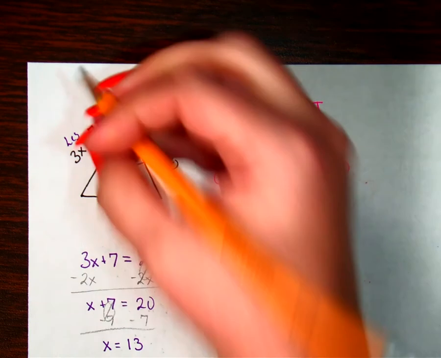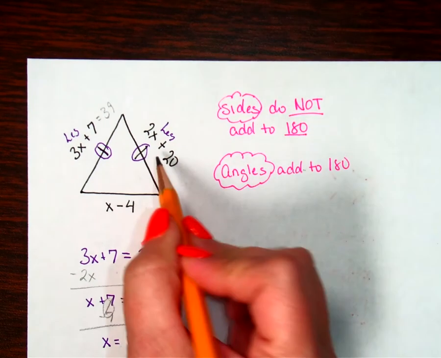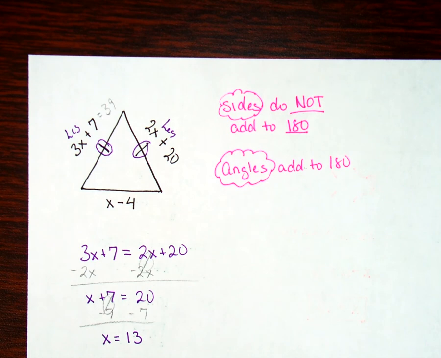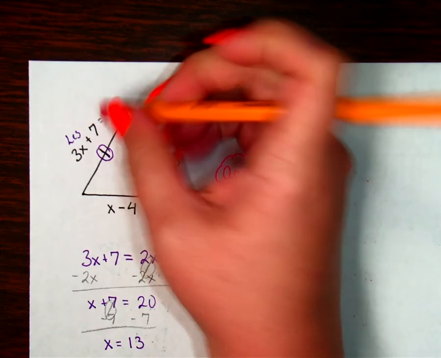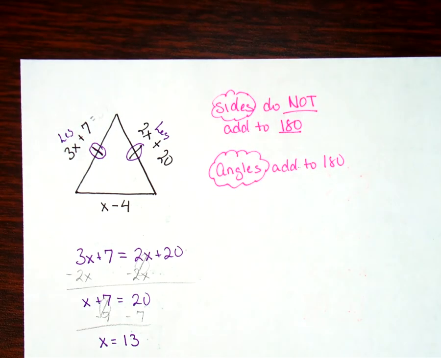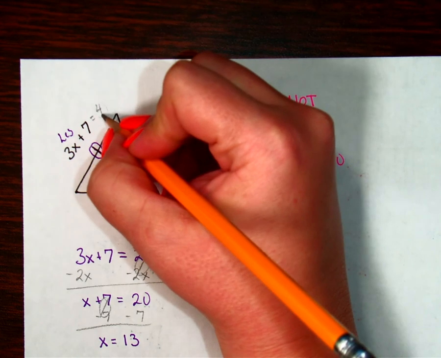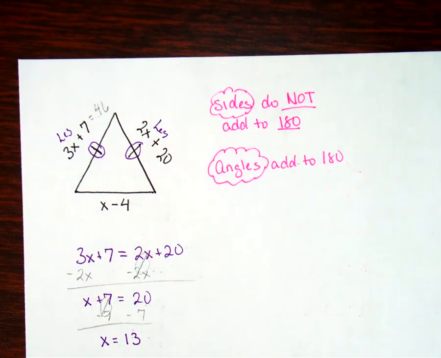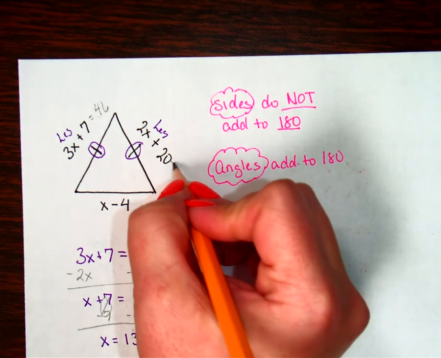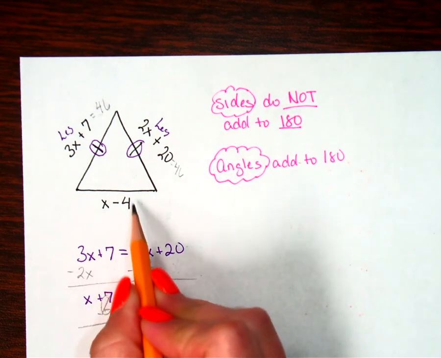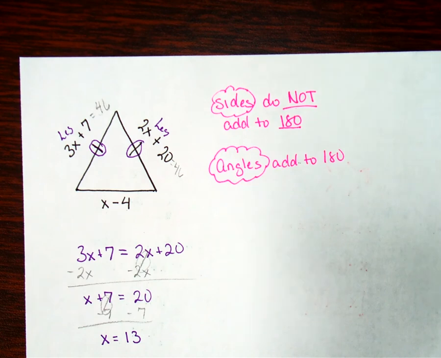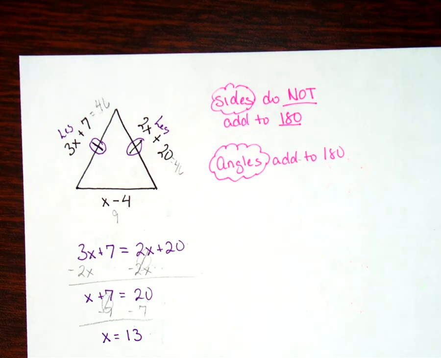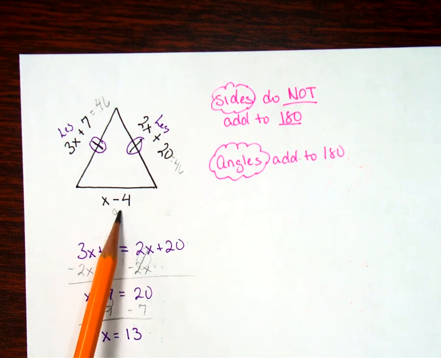Okay, so when I check that, I would put the 13 in here and do 3 times 13 plus 7. 3 times 13 is 39 plus 7, so this length is 46. Over here, 2 times 13 is 26 plus 20 is 46. And this one, because I have this expression down here, I could do 13 minus 4 and find that this length is 9.